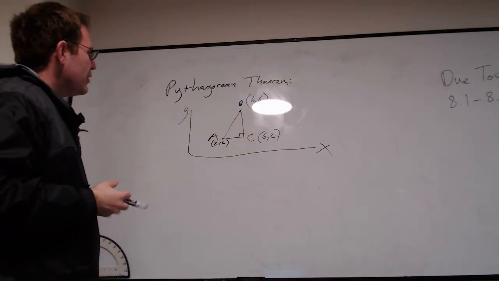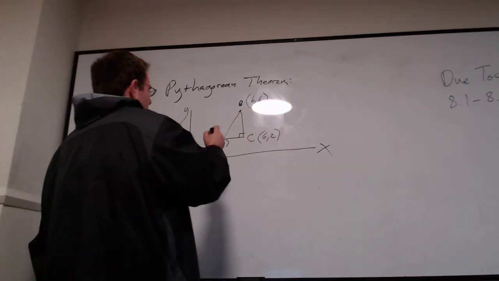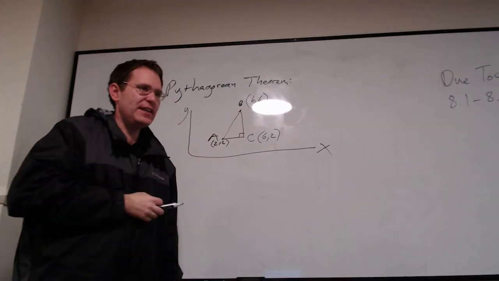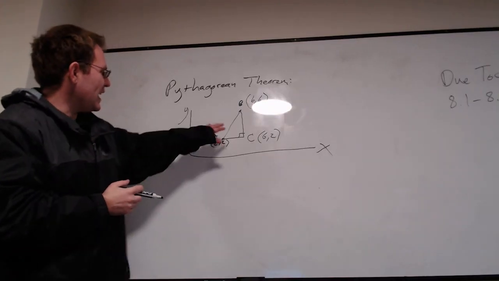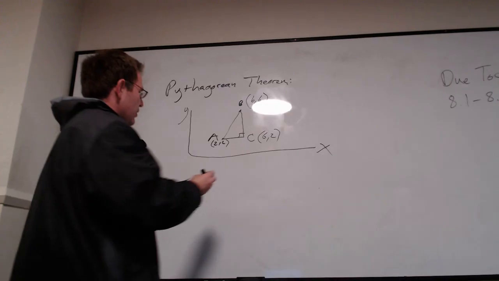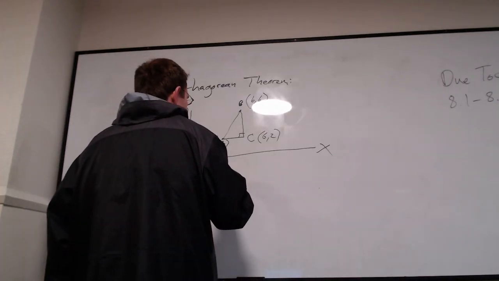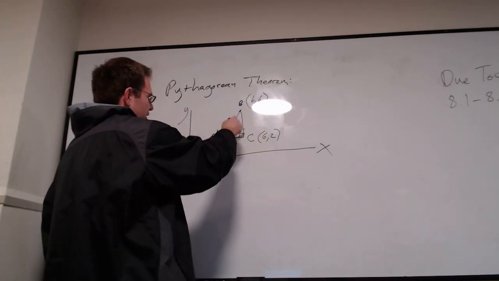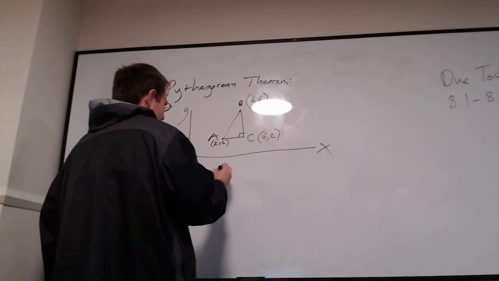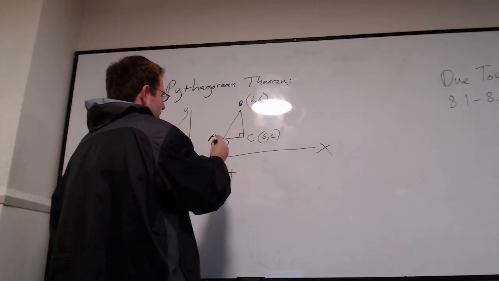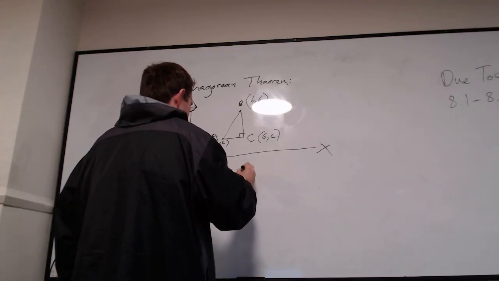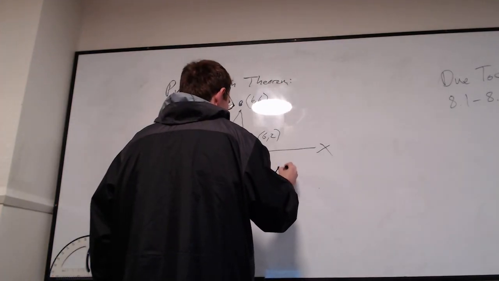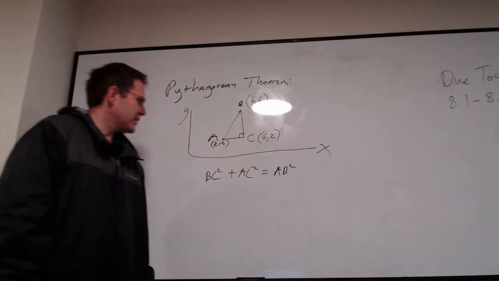So if we want to find AB, we have to use the Pythagorean theorem. So what's the length of AC? So I'll just put that here. So we've got BC, the line segment here for BC squared plus AC squared equals AB squared, right? That's the Pythagorean theorem.